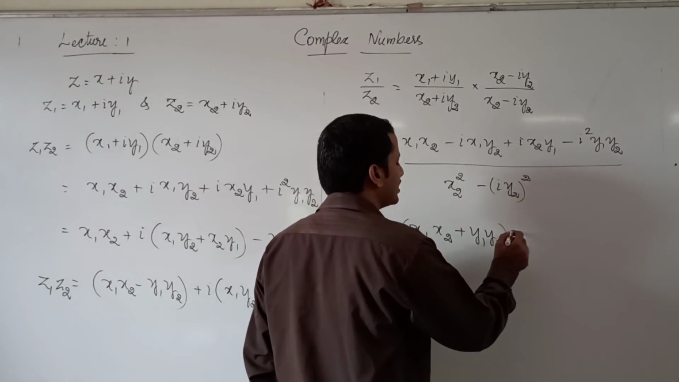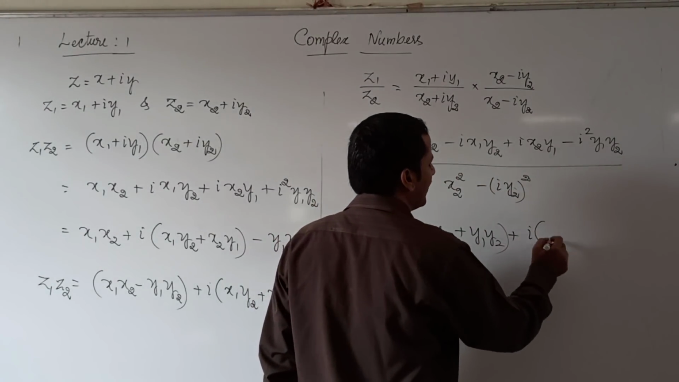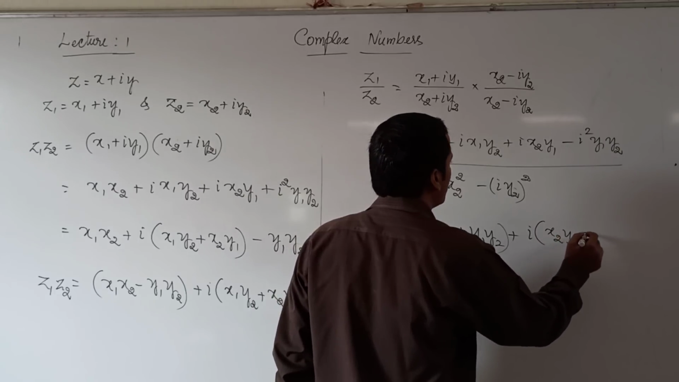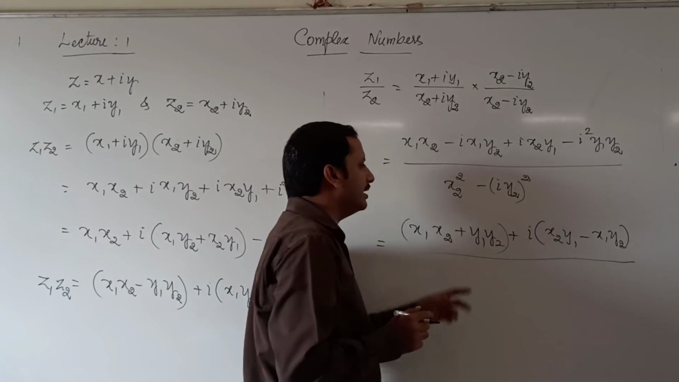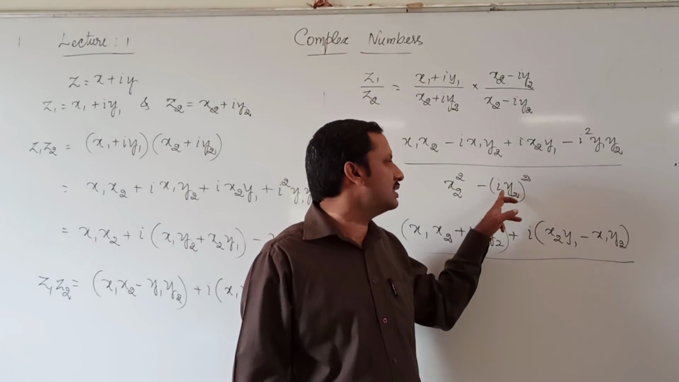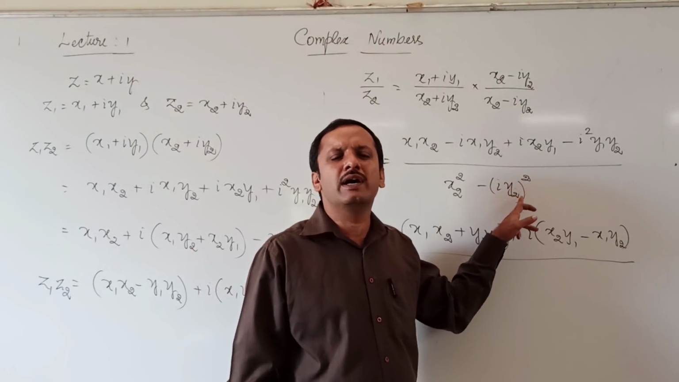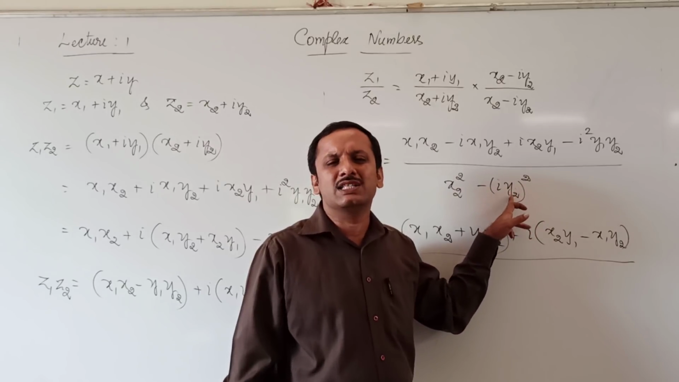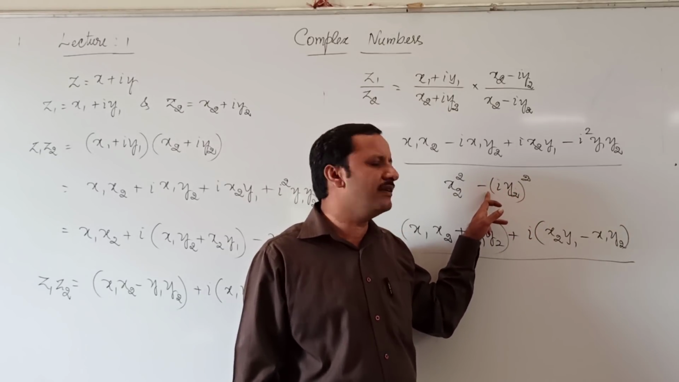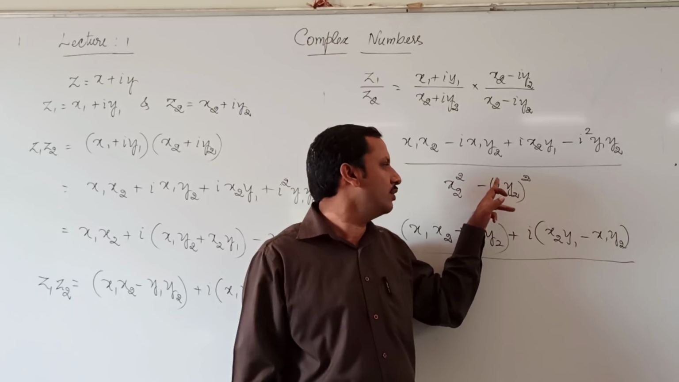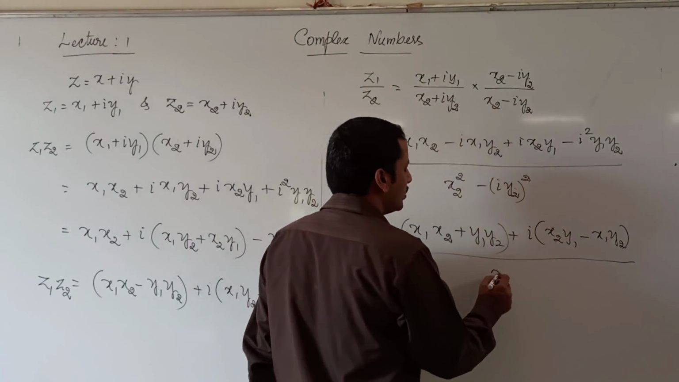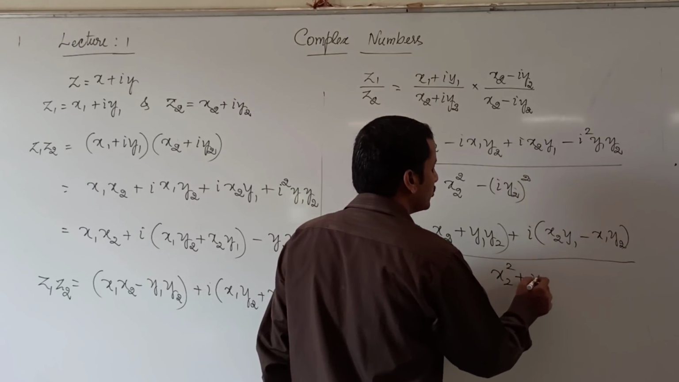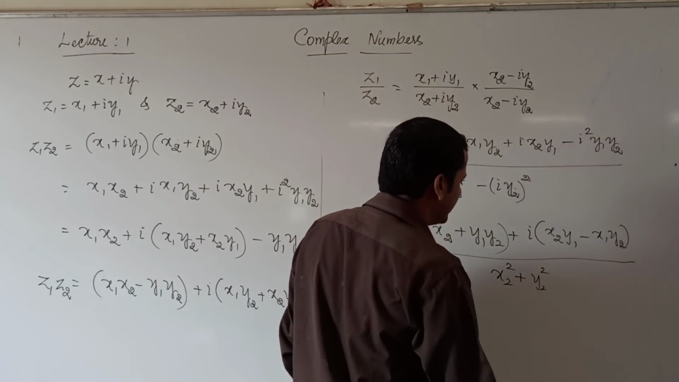Then from the next two terms, I will take i as a common factor. Then we have x2 y1 minus x1 y2. Now look at the denominator here, x2 square will remain as it is. And here you will have i square into y2 square. i square is minus 1. Here we have a minus sign here. Minus into minus y2 square will become plus y2 square. So the denominator will become x2 square plus y2 square.